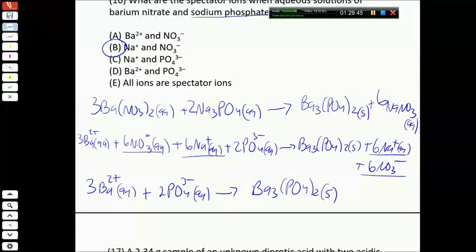So there's a few different ways of going about identifying spectator ions, but we just have to recognize that they are the ones that remain dissolved or as aqueous species on both sides of the chemical equation. So questions on that topic? All right, let's go on to the next one then.